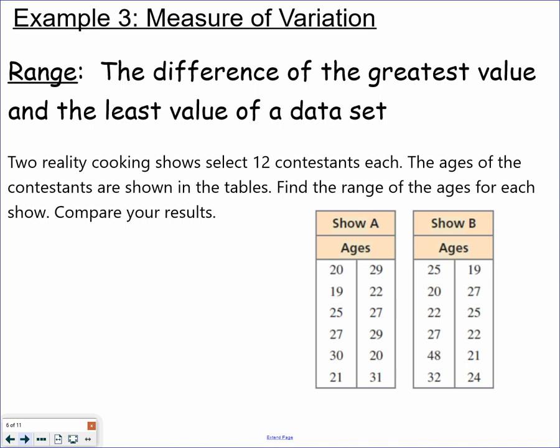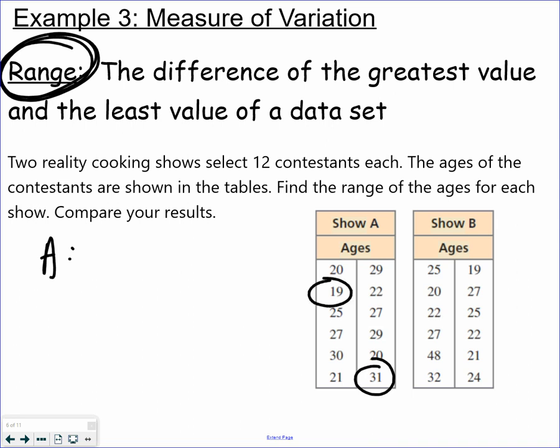Next shows the difference of the greatest number and the least number. In this case, we're talking about range. Range is the highest compared to the lowest. So the range is always you take the highest number minus the lowest number. So I have two shows here. We have show A and show B, reality cooking shows. The highest, or oldest, person in show A is 31 years old. The youngest person in show A is 19 years old. So the range of ages in show A is 12 years.